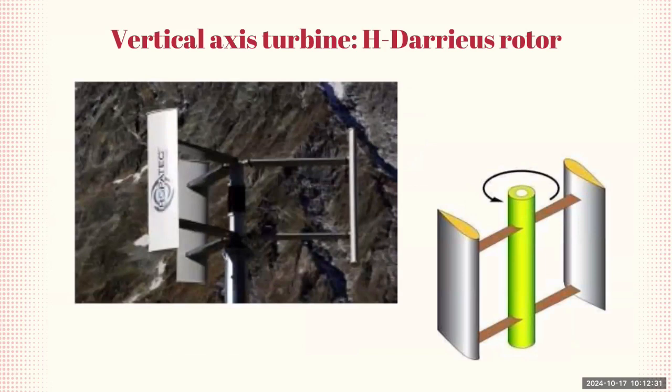Then we have another type of vertical axis turbine, which is the H-Darrieus rotor. Unlike the Savonius rotor, the H-Darrieus turbine uses aerofoil-shaped blades that are positioned vertically. This design allows it to generate more power due to its higher efficiency in capturing wind energy. It is well suited for areas with strong, consistent wind flow, and its compact design makes it an ideal choice for urban installations where space is limited.